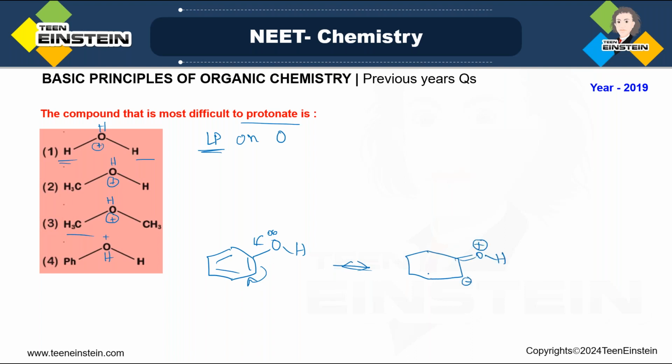So now see the lone pair, it is already involved. So how will it be donated to some proton? So in this case, it will be very difficult to protonate because the lone pair is already engaged. And that is why this will be the correct option. Okay.